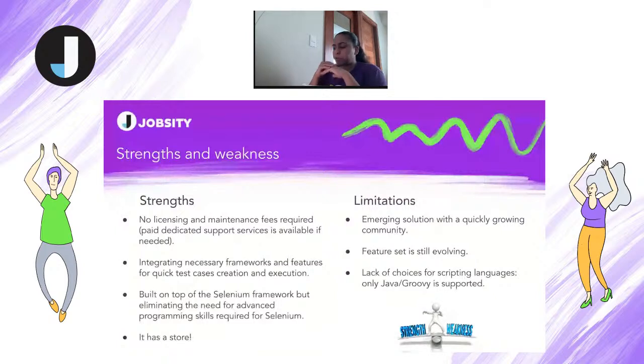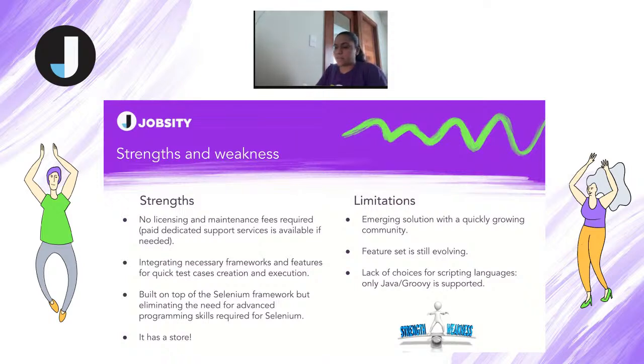Since it's an emerging solution with a quickly growing community, and since Katalon is almost new, it's been hard to fulfill all the requested features. The feature set that the tool provides is still evolving, since, as I mentioned before, it's new. And the last limitation is the lack of choice of language. But I guess Groovy is really enough since it's simple.